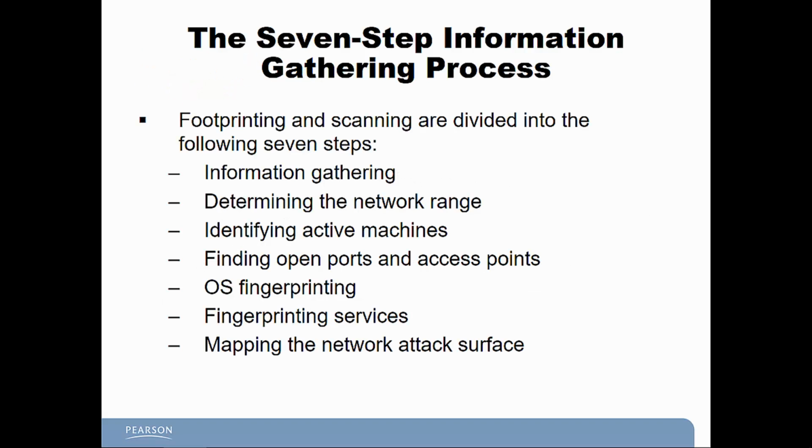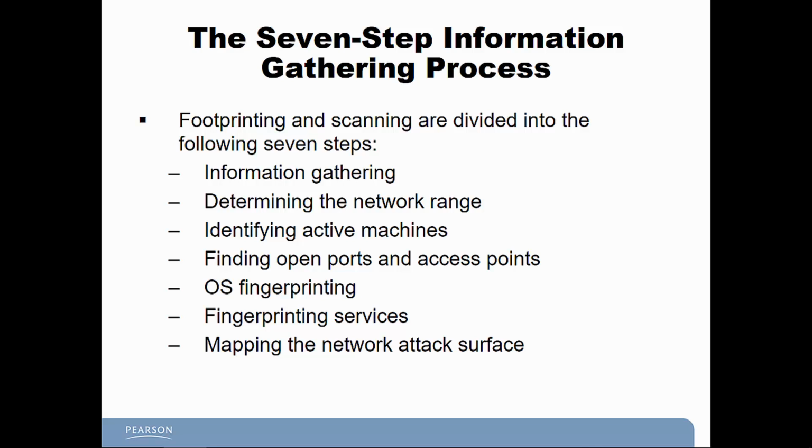So let's start with footprinting and scanning, which are typically divided into the following 7 groups. This is part of the information gathering process, and that is first information gathering. That's pretty self-explanatory. Identifying the appropriate network ranges, which machines are active, maybe looking for open ports and access points, OS fingerprinting, fingerprinting services, and then mapping the network so that we can figure out the appropriate attack surface.